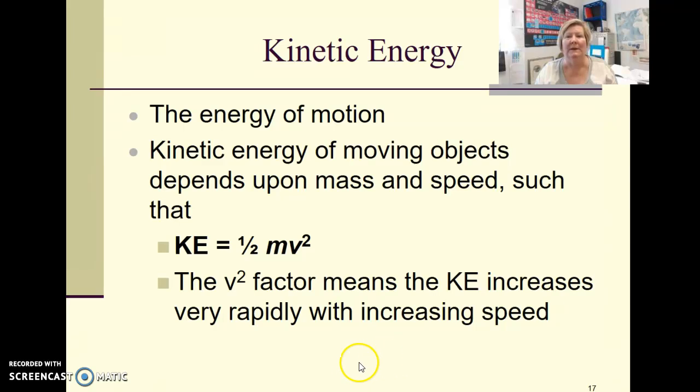Let's start out with our energy of motion. Kinetic energy, most of us have heard of before. Kinetic energy of an object depends on mass and speed. So our formula will be 1/2 times mass times velocity squared. Keep in mind that having a variable that is squared means that the kinetic energy will increase much more rapidly as speed does, or velocity does, compared to mass. In other words, velocity has more of an effect on kinetic energy than that of mass.